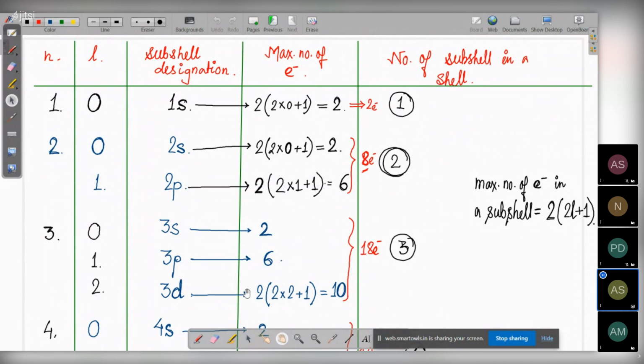So now you can understand that principal quantum number and azimuthal quantum number we have completed. We have done these two kinds of quantum numbers.